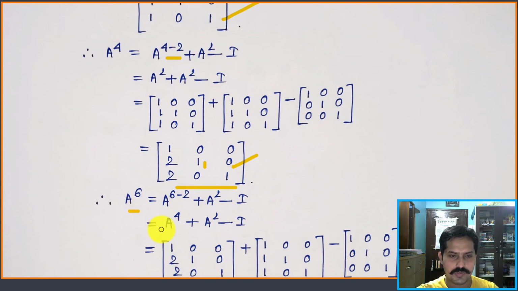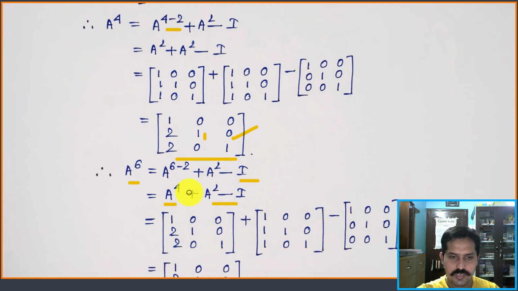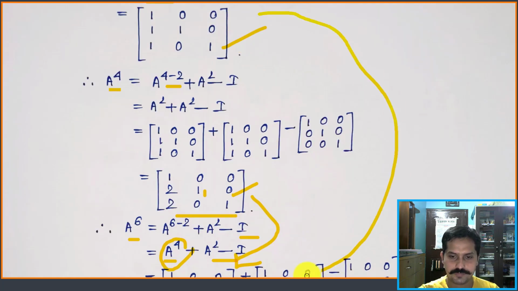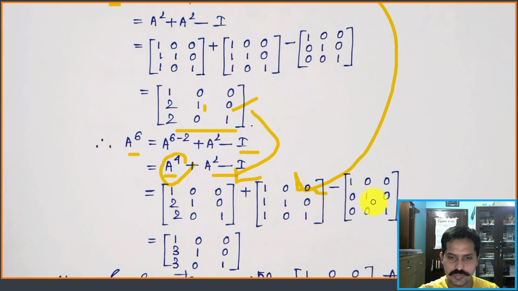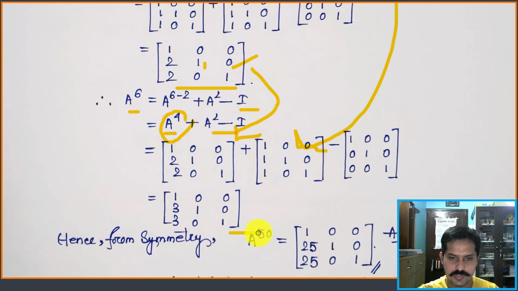Then we have to find a to the power 6. A to the power 6 is a to the power 6 minus 2 plus a square minus I. That is a to the power 4 plus a square minus I. Now what is the value of a square? A square is this. We have to put here a square, and here a to the power 4 because we know the value of a to the power 4. A to the power 4 is this. Then we put the value of a square, minus I the identity matrix, then again do the simplification, and we get this result.